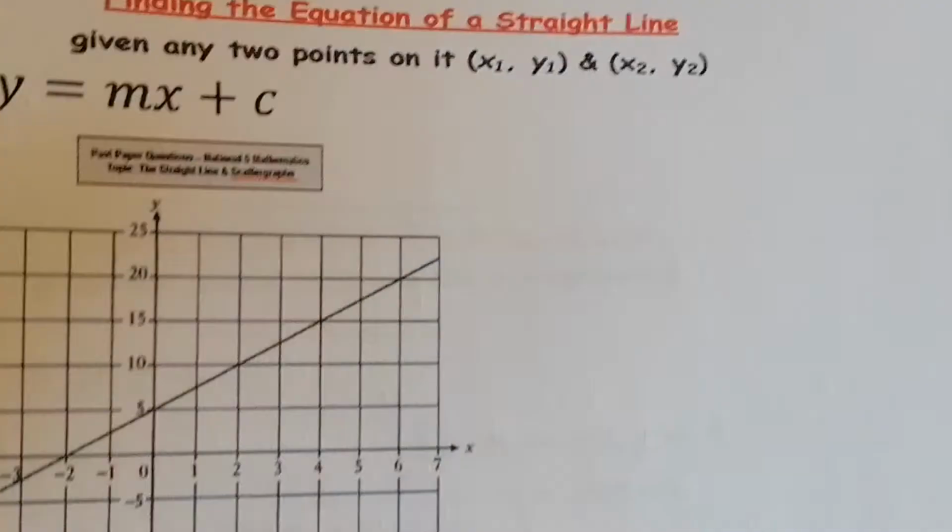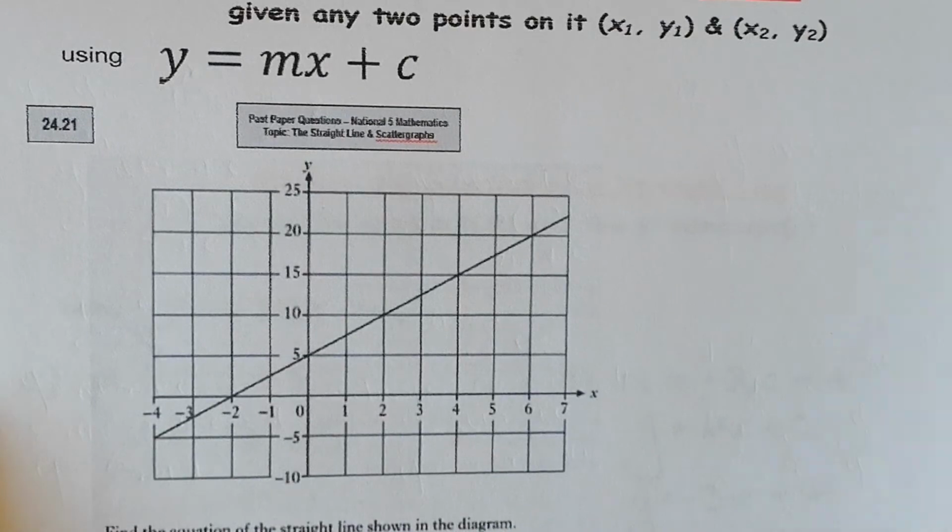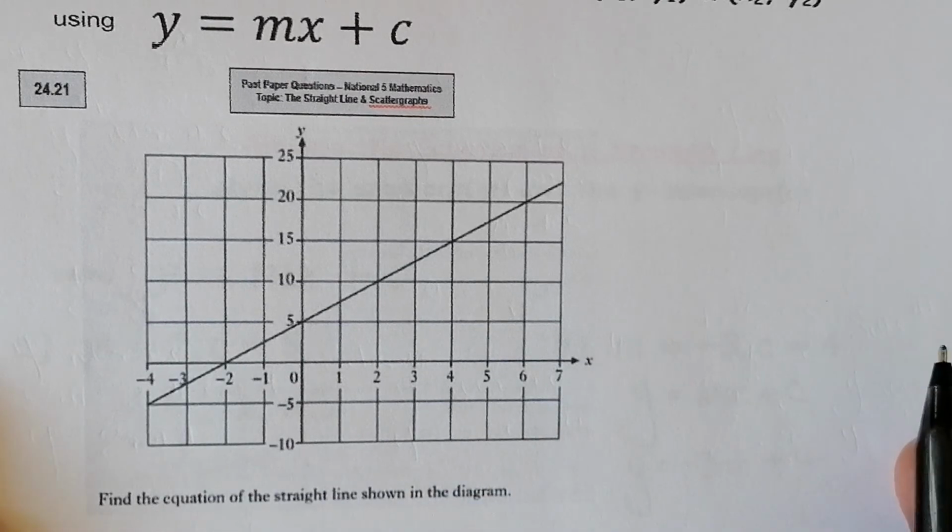Right, so just to finally put this one away, what we'll do is look at a couple of exam questions. And these should be reasonably quick for us to do. So what we've got here is a straight line that's drawn, and what we've been asked to do is find the equation of the straight line shown in the diagram.